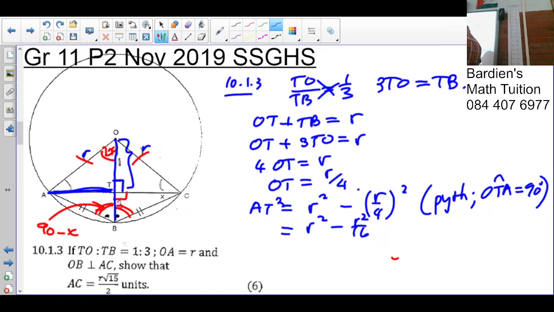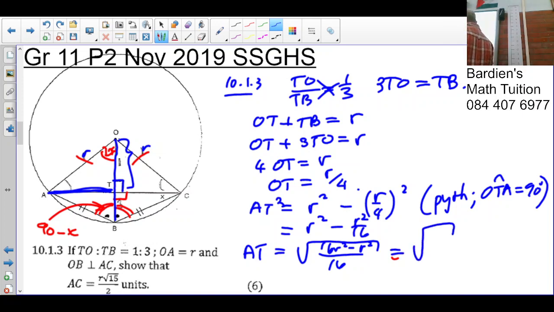That is AT squared. So the square root thereof will give you AT. Now if you change this to one fraction, that will be 16R squared minus R squared, which is the square root of 15R squared over 16. Okay, that's AT. But AC is double that, not so?